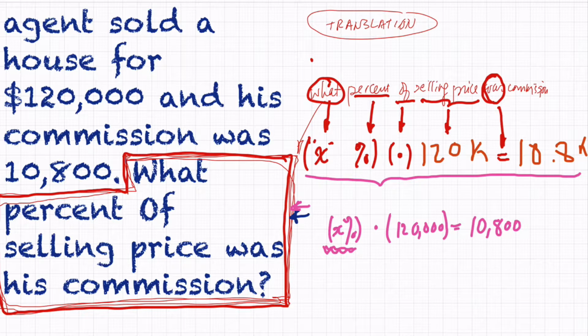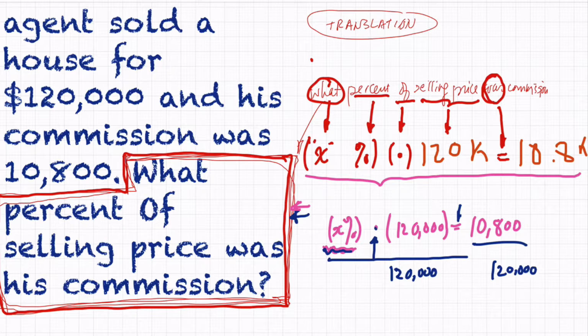Actually, better yet, in math, there is a principle called doing the opposite. If the multiplication is where we started, to isolate X by itself, we're going to do the opposite of multiplication, which is division. Since math is a fair game, we're going to divide on both sides. So 120,000 on this side. This one cancels, as we can see. X percent is left by itself. And then here's our equal sign.